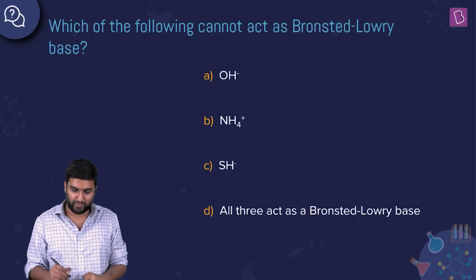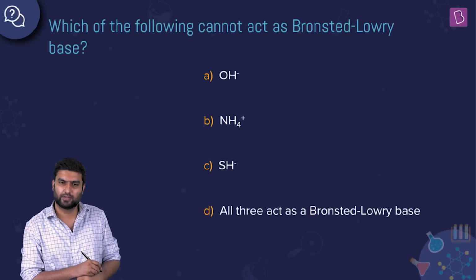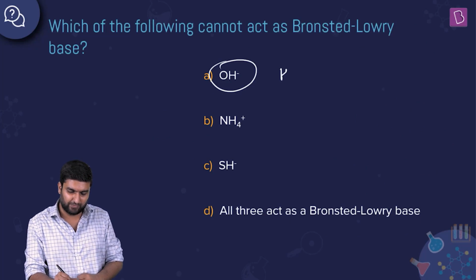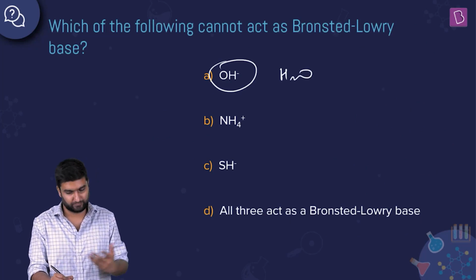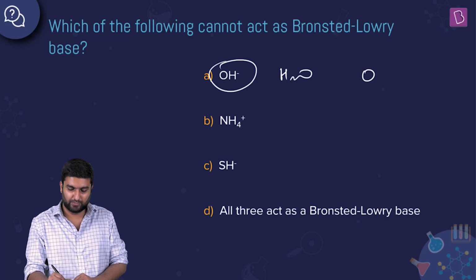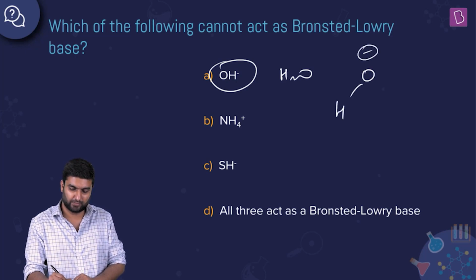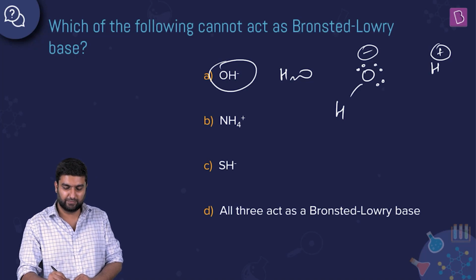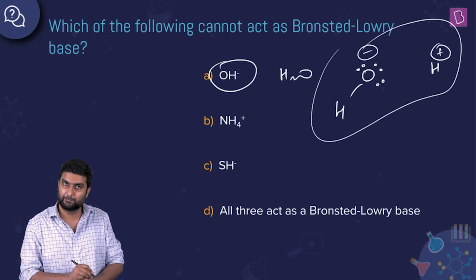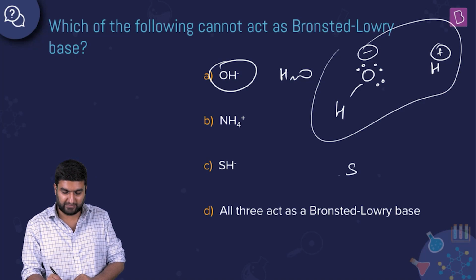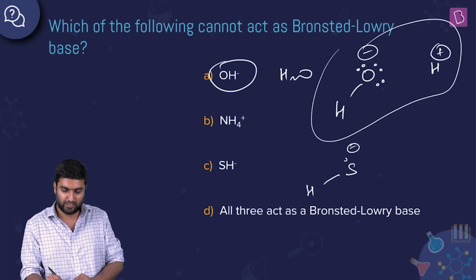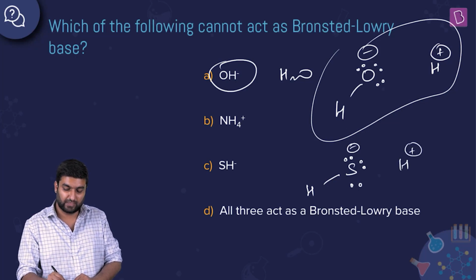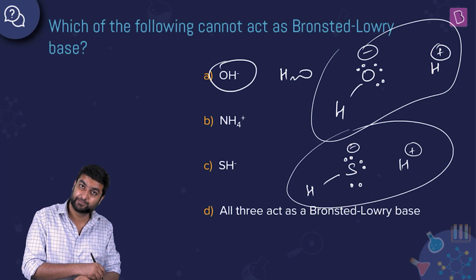Okay, with that in mind, let's look at this question, right? So, OH minus can obviously form H2O, right? Why? Because we have something like this, correct? And if I have an H plus over here, we can easily form H2O out of them, right? I have SH minus. So I have something like this then again, right? If I have an H plus over here, we can easily form H2S.